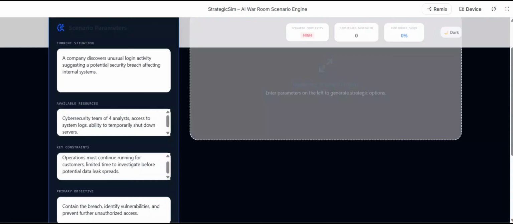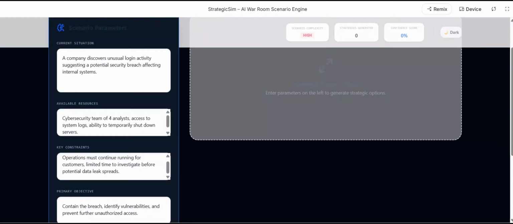We are Team Hail and Coders. The project is a strategic sim AI war room scenario engine, and the domain that we've chosen is AI and machine learning. Let's start by taking a look at the problem statement.